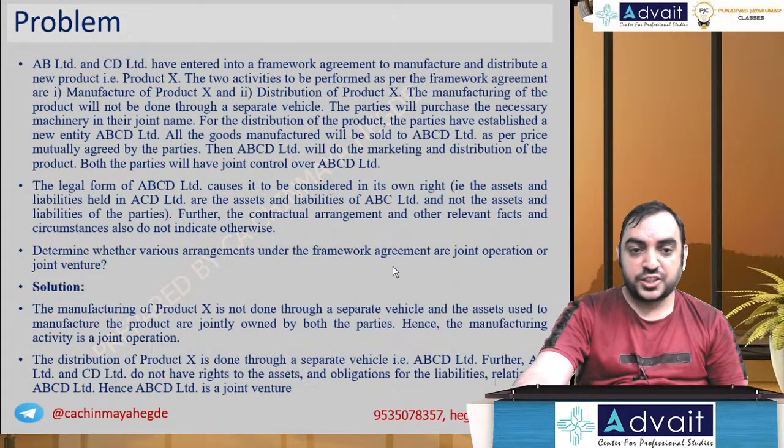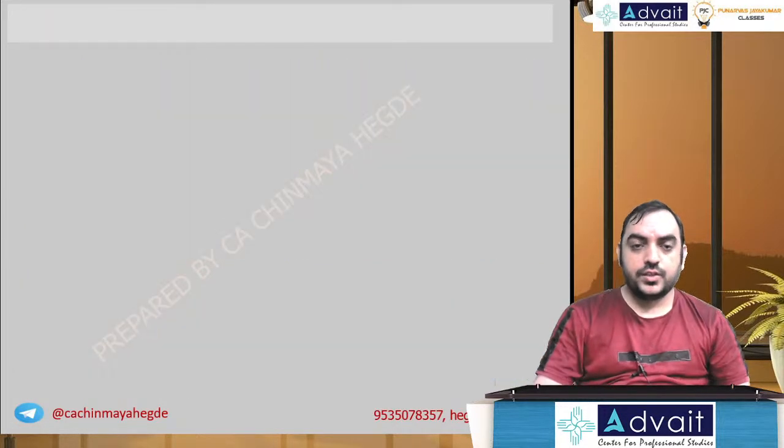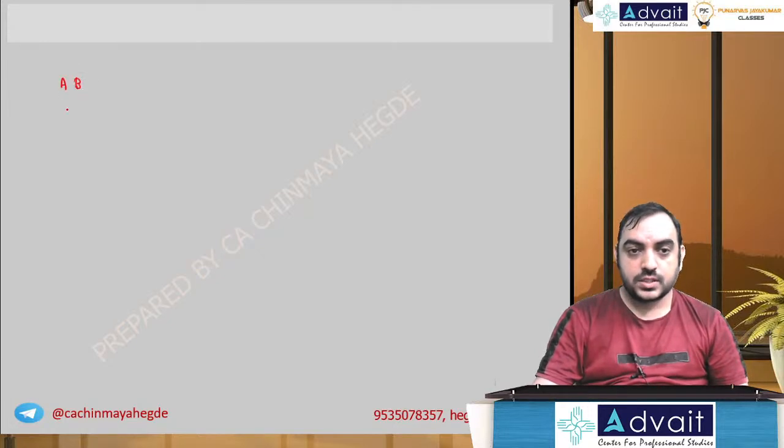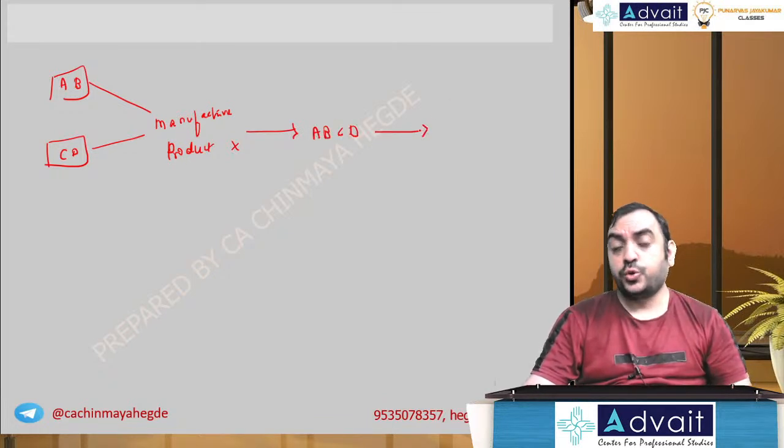So the structure as of now, I'll explain it to you. AB Limited and CD Limited have come together. They will have one joint operation and they manufacture product X. Once it is manufactured, it will be sold to ABCD, and then it will be marketed and sold to outsiders, customers. That's the process.